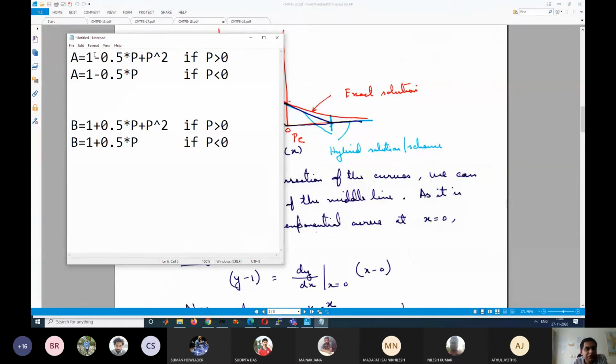So A is 1 minus 0.5 P plus P square for P greater than 0, and 1 minus 0.5 P for P less than 0. For B, we can just replace P by minus P to get the value of B. And also that relation is true, that B minus A should be equal to P. So that also has to be true.